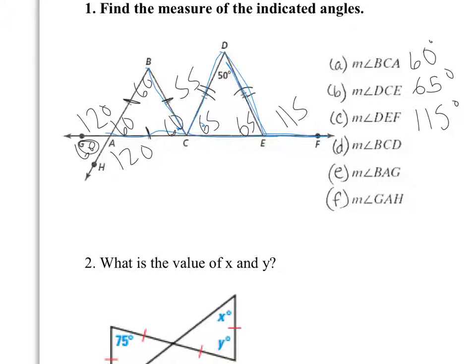BCD. That's that one in the middle. That's 55. BAG is this exterior angle over here, 120. And the last one, GAH, is this angle right here, that vertical angle, and that's 60.